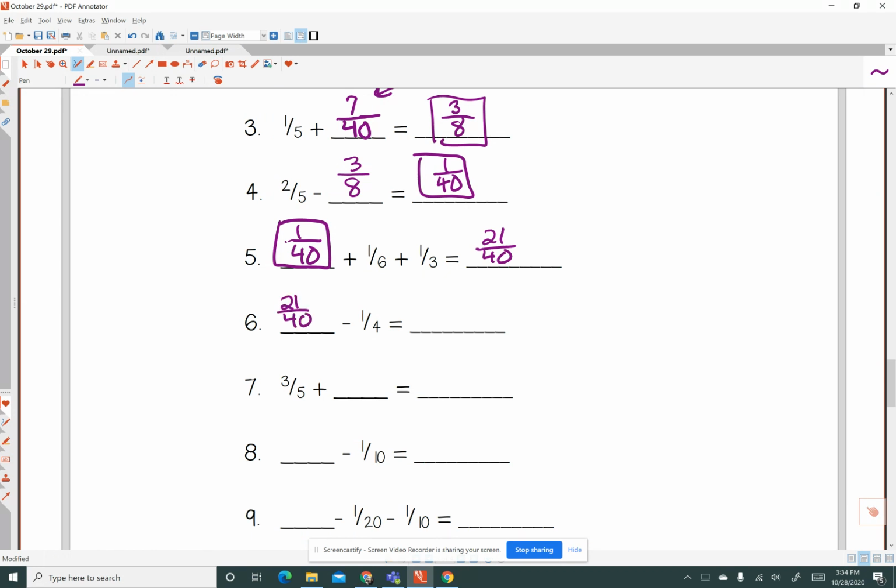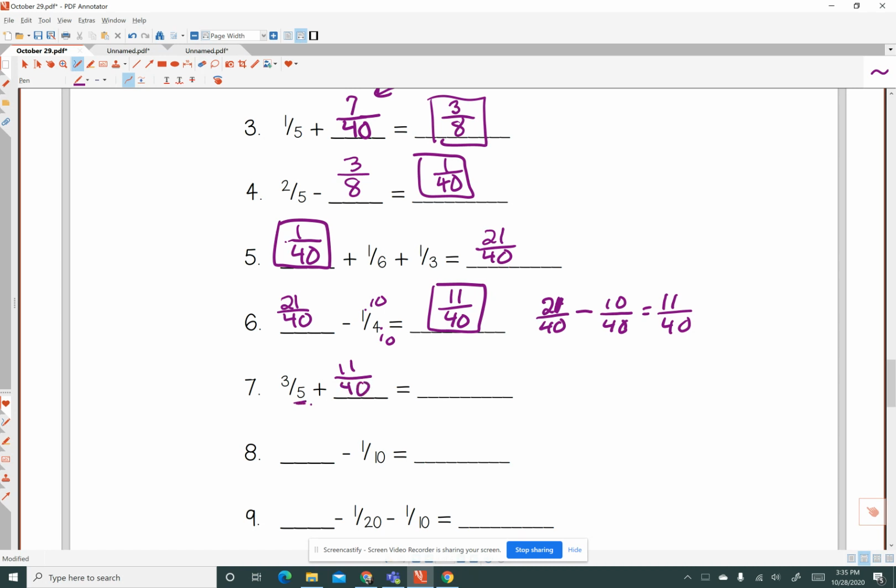Now, 21 over 40 minus 1/4. I think we have room to do this one. 40 is a multiple of 4. So 21 over 40 minus, 4 times 10 is 40, 1 times 10 is 10. And the denominator is 40. 21 minus 10 is 11. So 11/40, which we will also put right here.